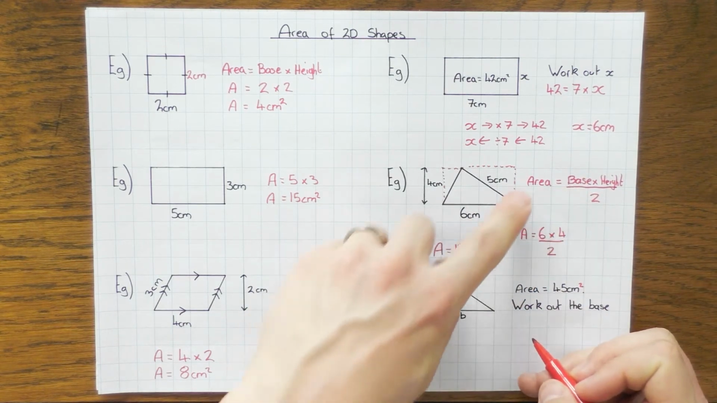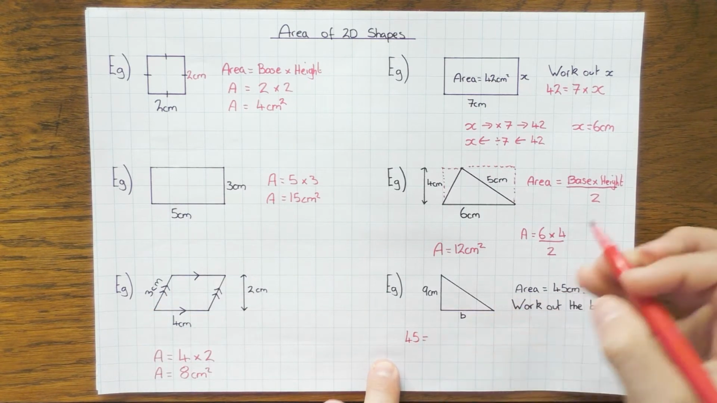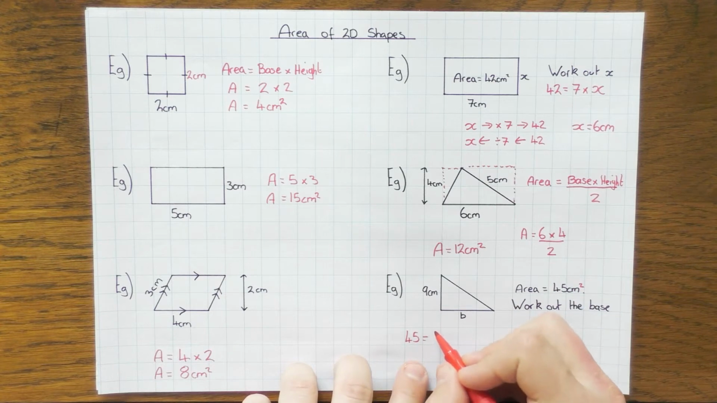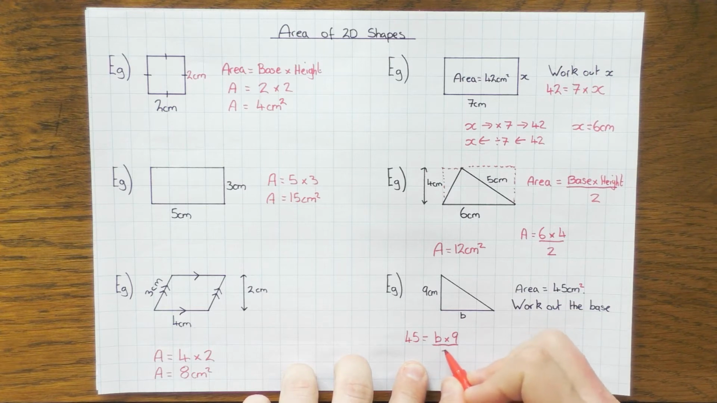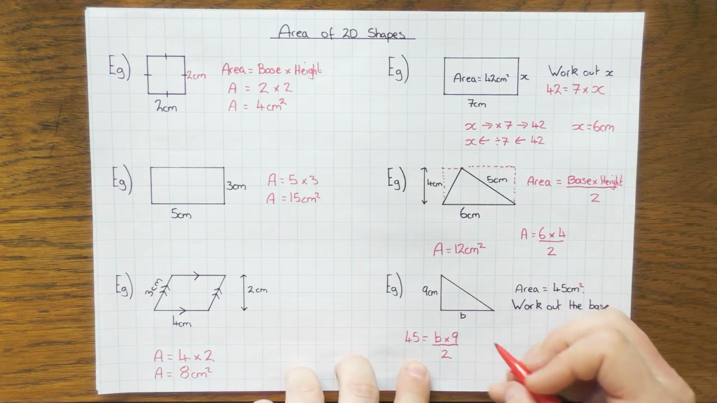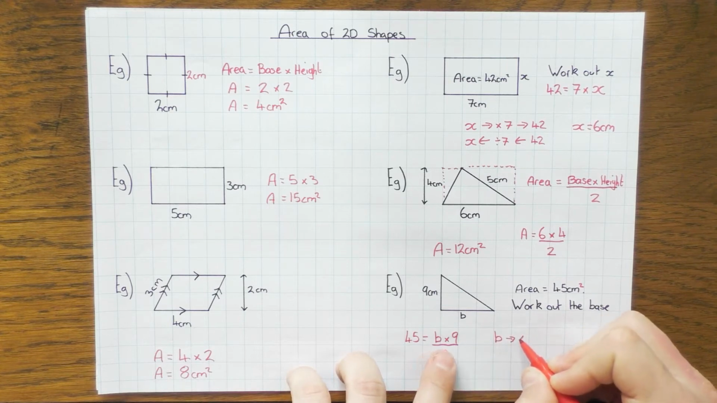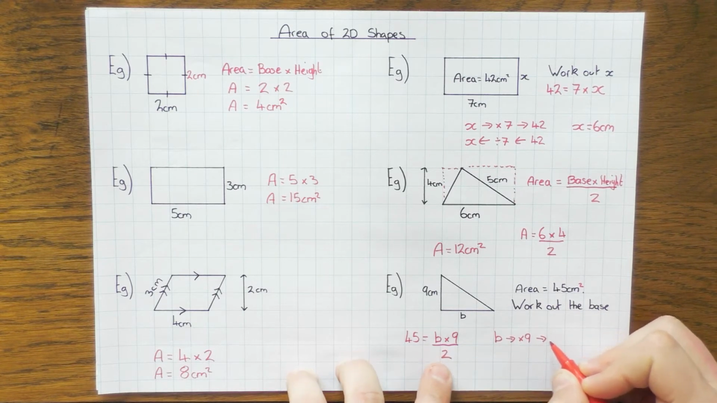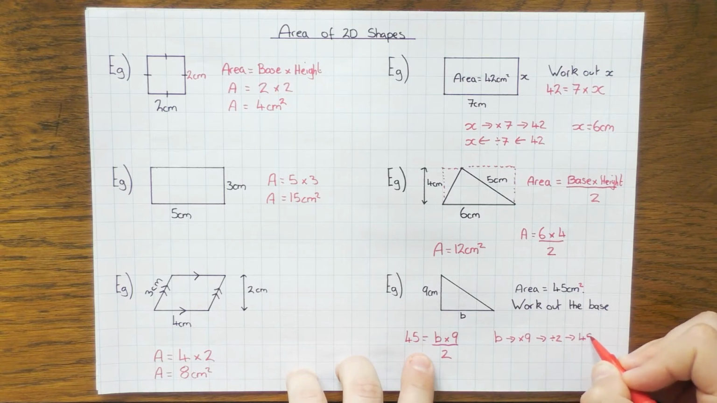So the area is 45, so I've got 45, and that's going to equal the base. Don't know the base, that's got the letter B. I'm going to times it by the height. We know the height is 9, and then we need to divide it by 2. And then we'll do the flow chart again. So B, the first thing I do is times it by 9, then I divide by 2, and I end up with the area of 45.